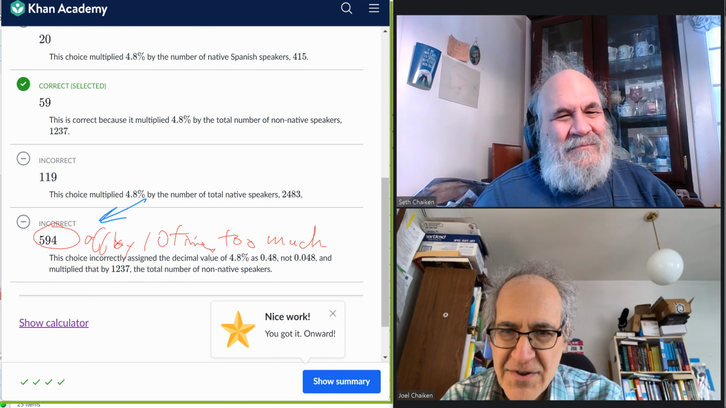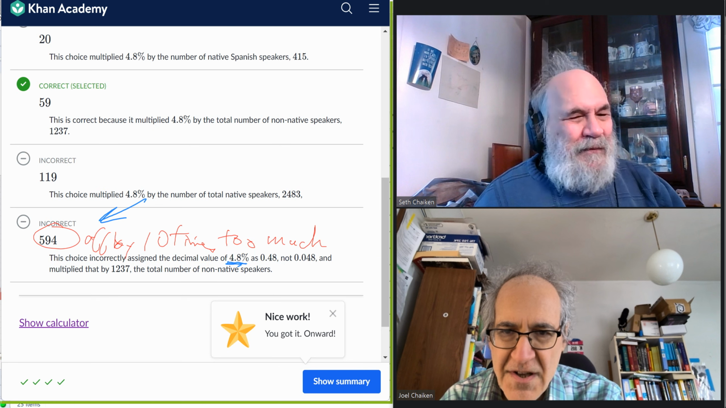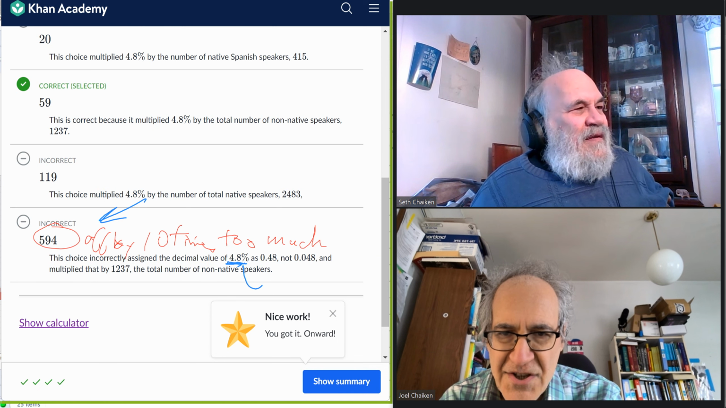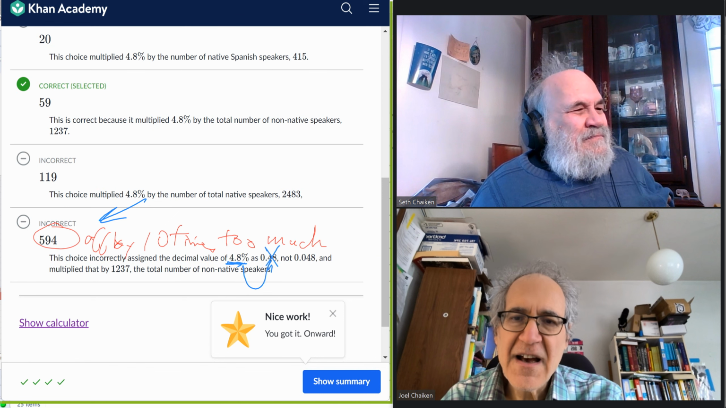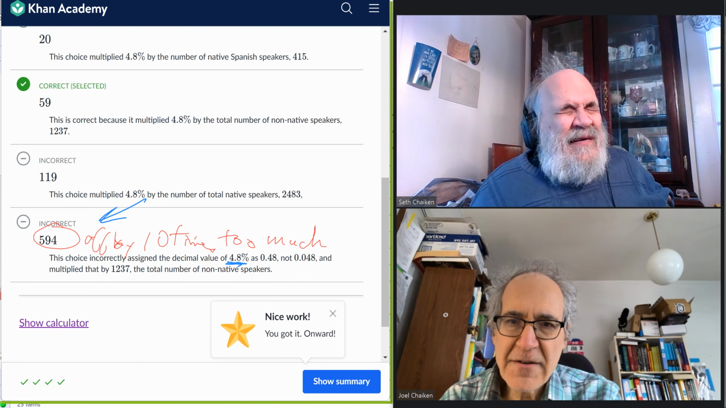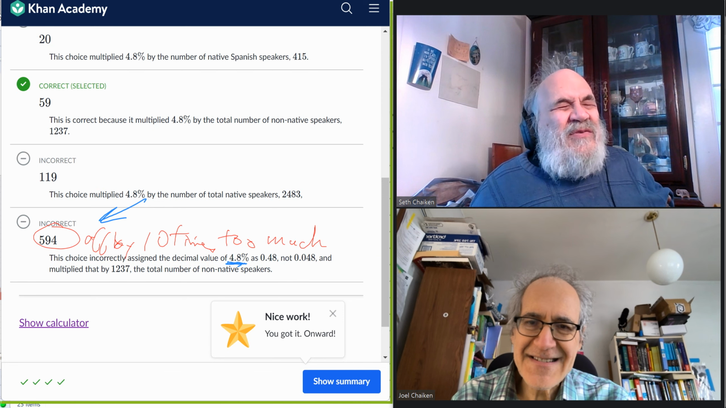If people convert the percent wrong, instead of 4.8, when you do 4.8%, if you change it to 0.48, which is wrong, then you're off by 10. Oh, right. That is a common error. 0.48 is 48%, almost a half.